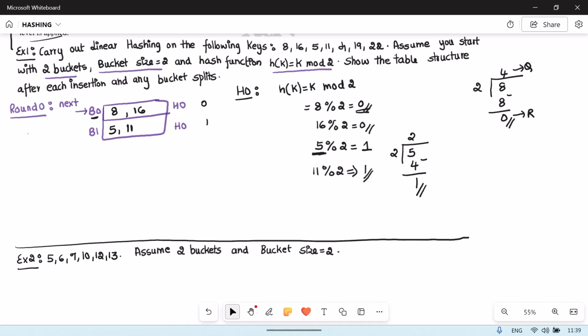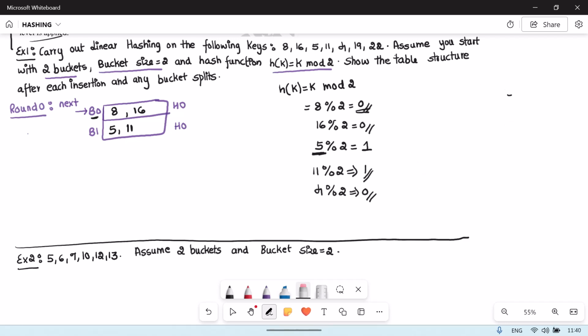Correct? Then next one is 4. 4 mod 2 is 0. So ideally it should come to the B0 bucket. But can you place 4 in that bucket? You can't place 4 because there's an overflow. Right? Now what to do? This is important. Now what are you supposed to do? Okay, these are the calculations.